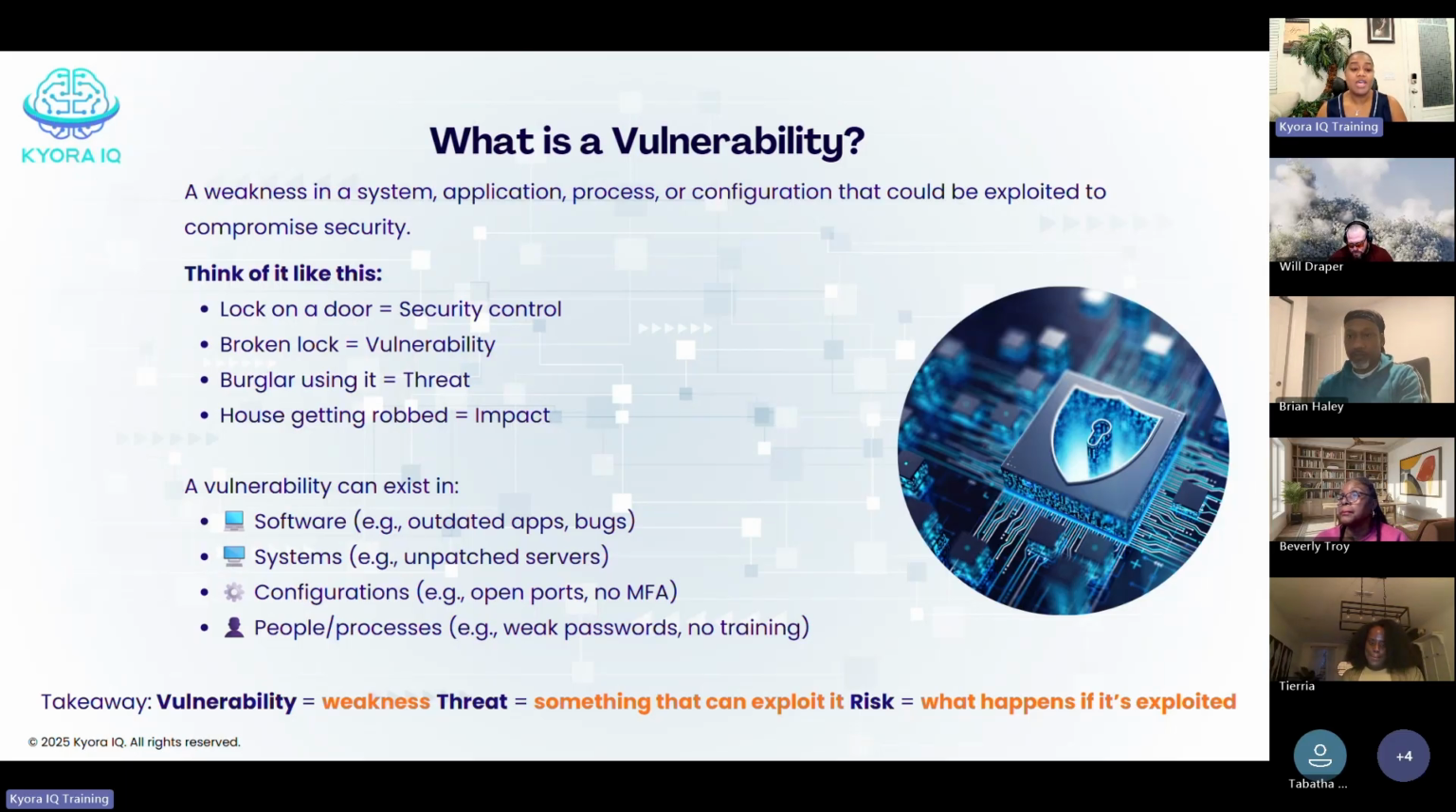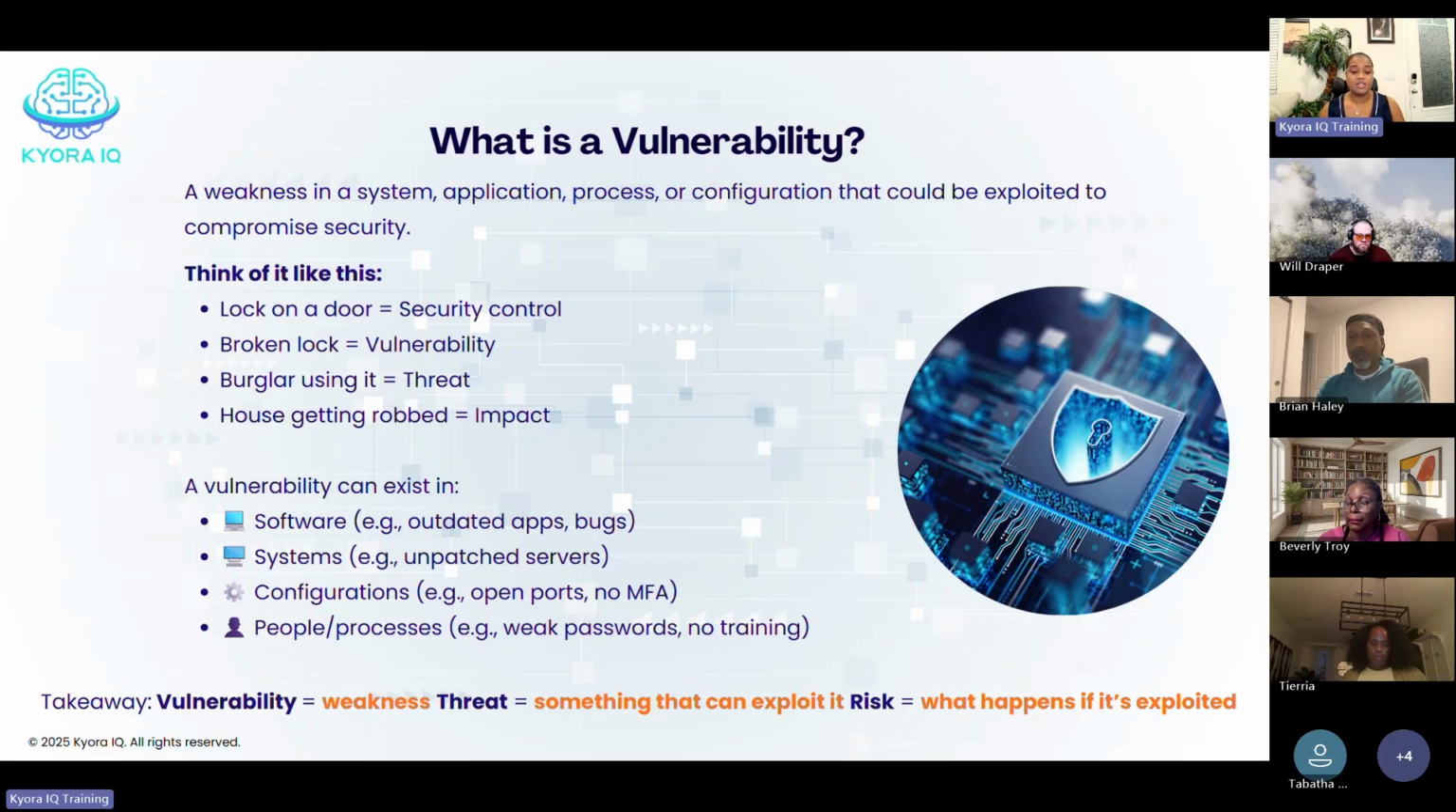In terms of tech, a vulnerability can exist in software, which will have outdated apps and may have bugs in the code, and in systems, such as unpatched servers, misconfigurations, open ports, no multi-factor authentication, and then of course people and processes. These are actually the weakest links: people and processes, weak passwords, no training.